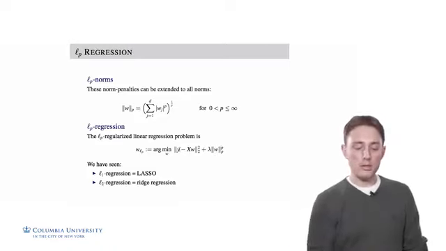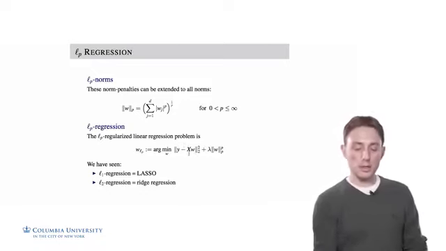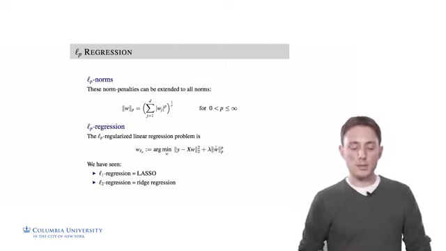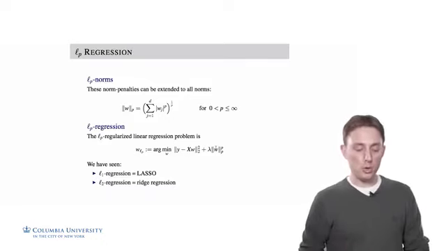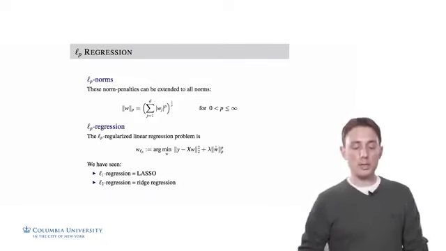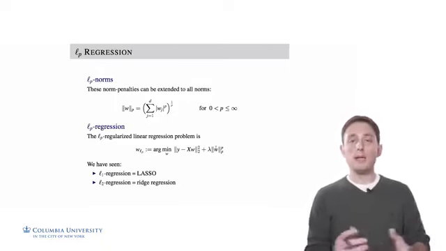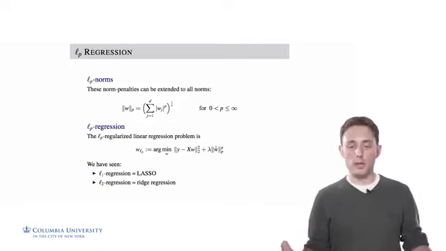So we have our goodness of fit term. Again, it's the sum of the squared errors using a linear regression. And then we add lambda times the pth norm raised to the pth power. Lasso we saw corresponded to L1 regression, where P equals 1. Ridge regression corresponded to L2 regression, where P equals 2. But now we've generalized this to where P can be any value from 0 to infinity.